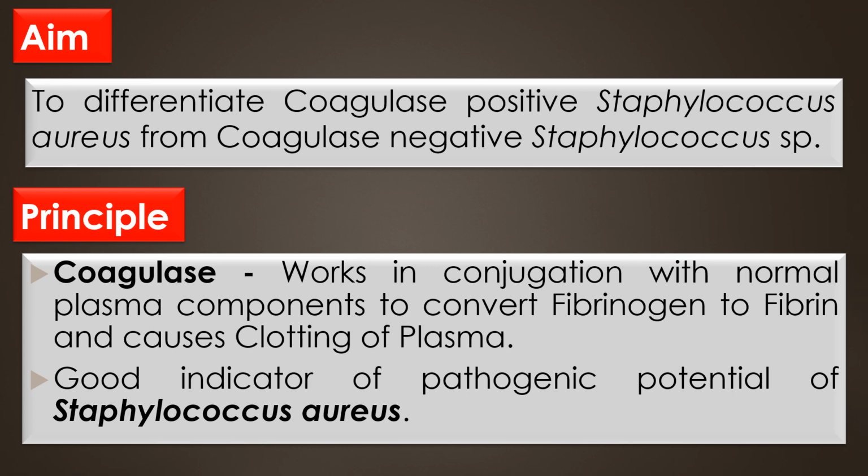Principle. Coagulase is an enzyme that works in conjugation with normal plasma components to convert fibrinogen to fibrin and causes clotting of plasma. This enzyme is a good indicator of pathogenic potential of Staphylococcus aureus, as 97% of the strains of Staphylococcus aureus have proven to be coagulase positive. The Coagulase test is useful for differentiating Staphylococcus aureus from other gram-positive catalase negative cocci.